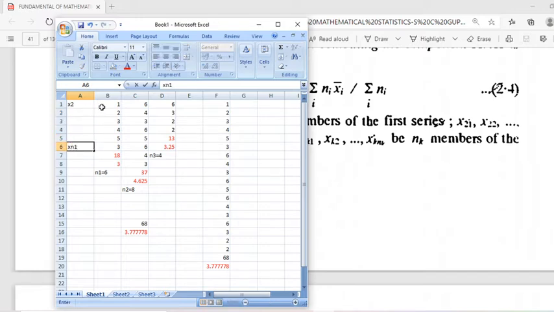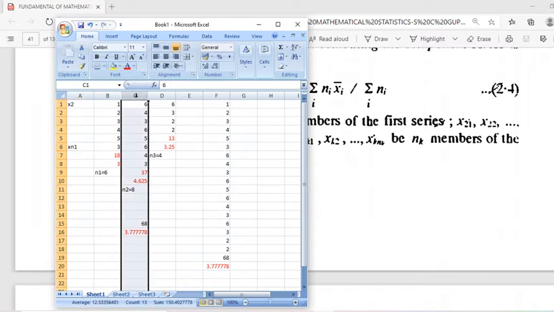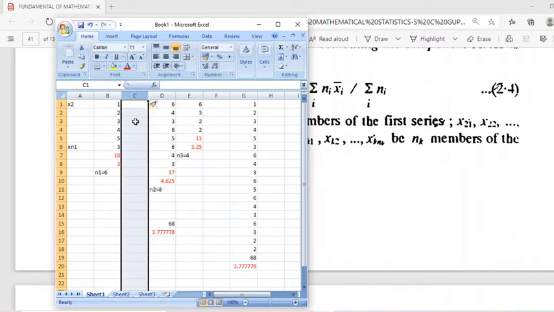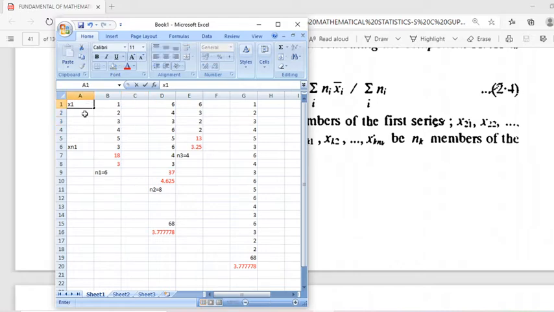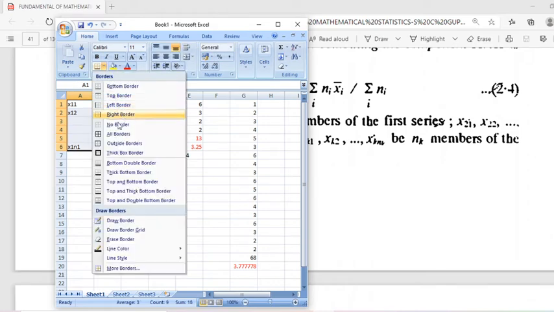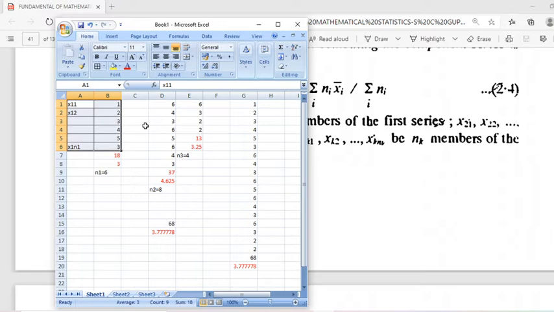x n1. Now, similarly, we have another set of observations. This is x1, x2, etc. Similarly, we have another set of observations: x11, x12, etc., up to x1 n1. Okay, so these are the observations. I think you are clear with this notation.